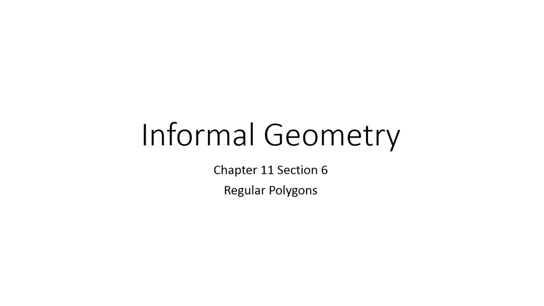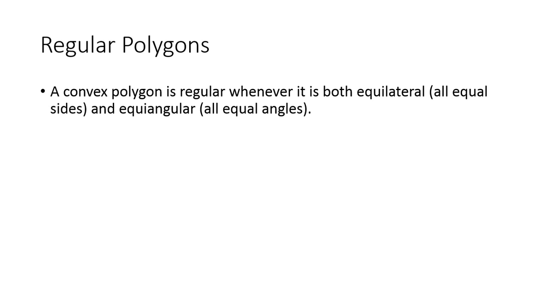Looking at our next section, section 6, which is the last one from this chapter, we're looking at what are called regular polygons. Regular polygons are polygons that are equilateral and equiangular. So they are convex polygons. Again, they don't have that cave. They look something more like this. That's convex. Concave, if you remember, looks something like this. They have that cave built into them.